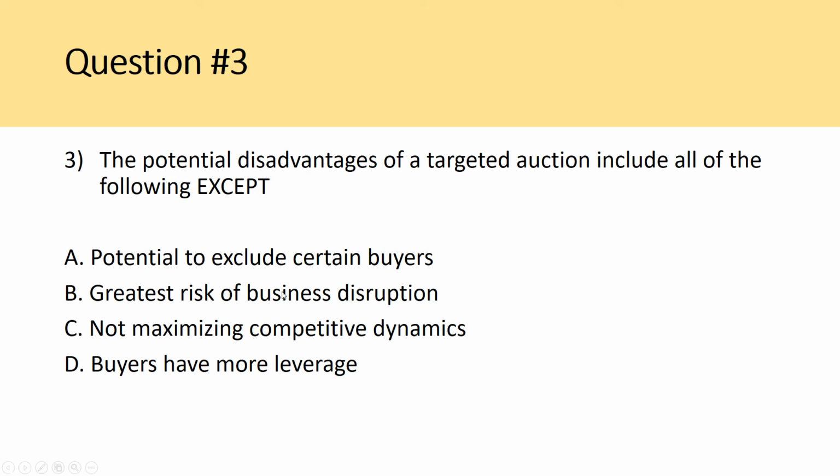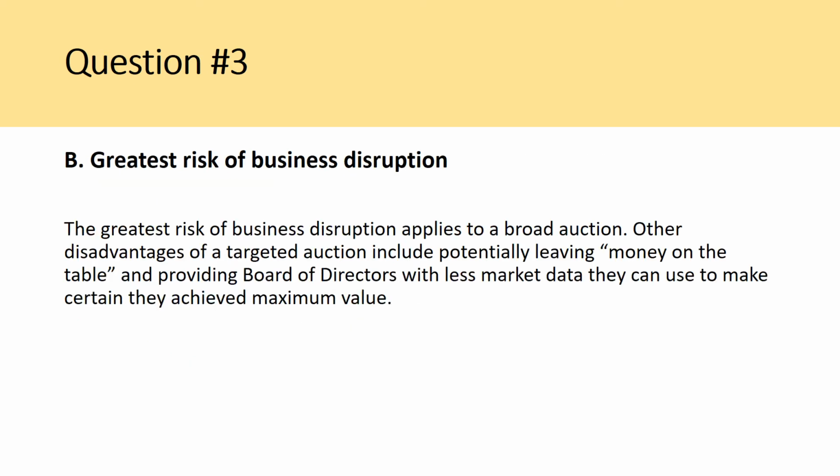So business disruption is not a key risk in a targeted auction, whereas with a broad auction, it's very public, and that can hurt business. So it would be B. The greatest risk of business disruption applies to a broad auction. Other disadvantages of a targeted auction include potentially leaving money on the table and providing the board of directors with less market data they can use to make certain they achieved maximum value.